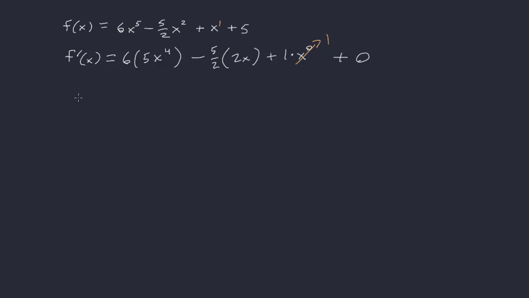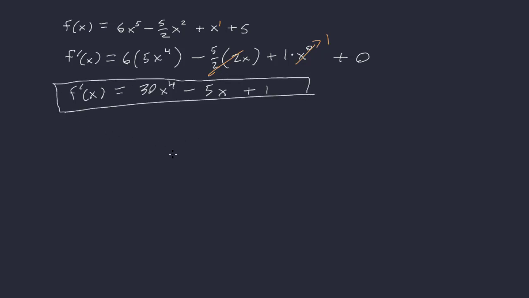Alright, now if we clean this up a little bit, we're going to get 30x to the 4th minus, here the 2's cancel, so we get minus 5x plus 1. Okay, and there's our derivative. Clearly way nicer than using the limit definition with f of x plus h minus f of x all over h, and simplifying that monstrosity.